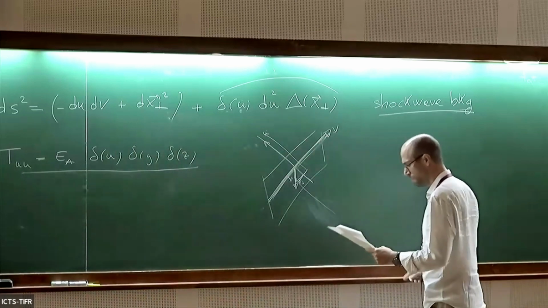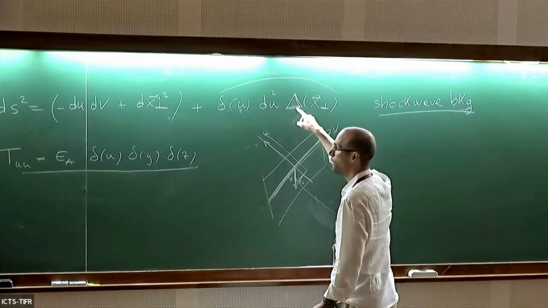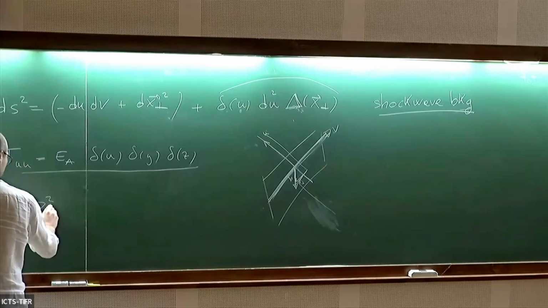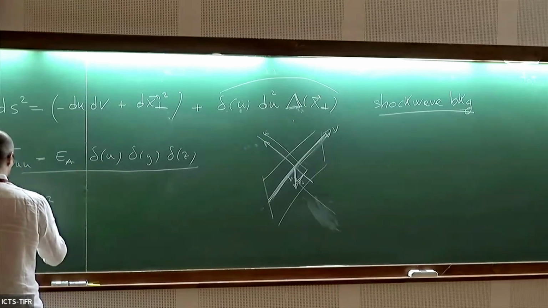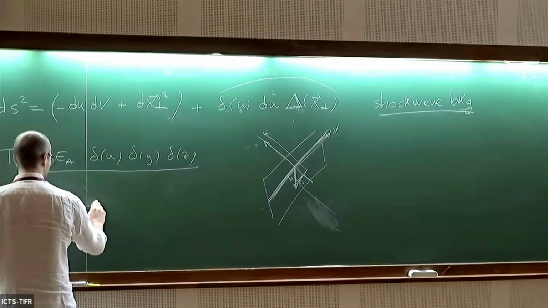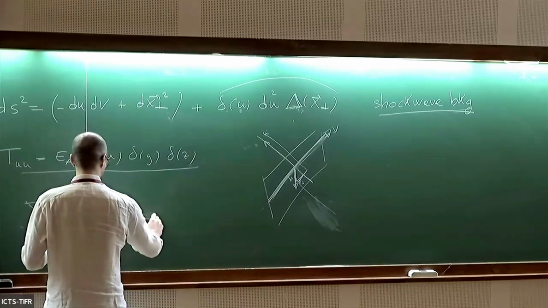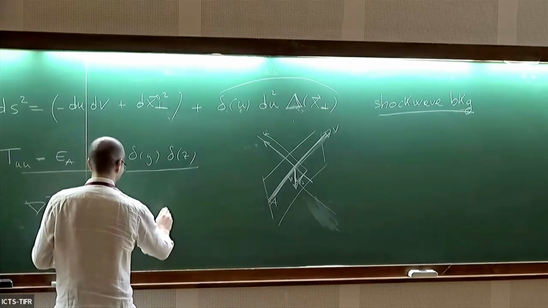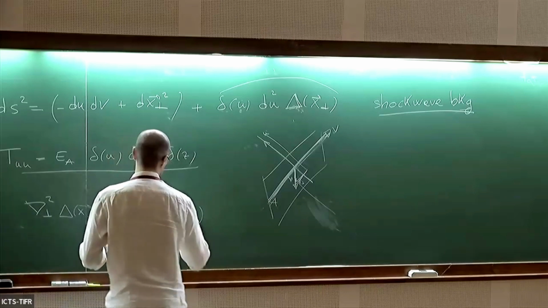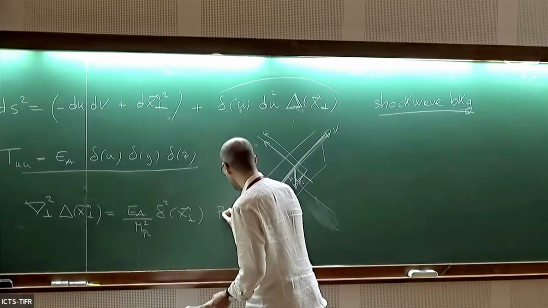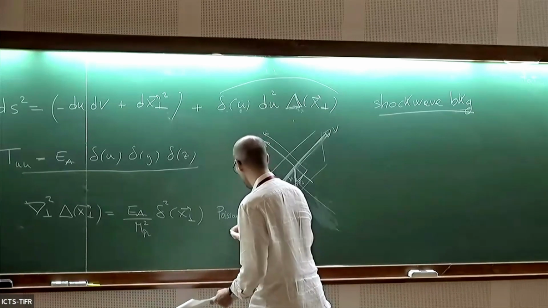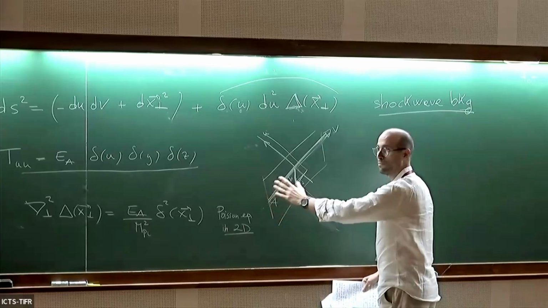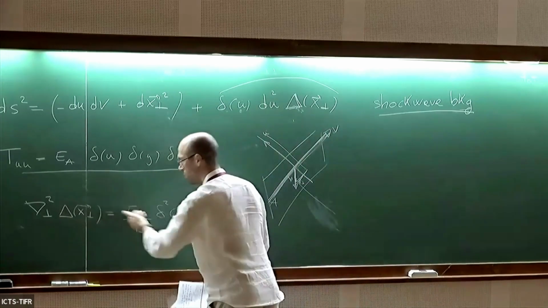Maybe let me tell you also, the only question is what is this delta here? You have to put these metrics in Einstein's equation, and you get that the only non-trivial condition is that the two-dimensional derivative squared on delta is equal to E_A, the energy of this particle, which I call A, divided by m plus squared, times delta 2 of x perpendicular. So it's a Poisson equation in 2 dimensions, basically an electrostatic equation, but in 2 dimensions. Not surprising, because everything is happening on a plane, so the whole dynamics is 2-dimensional.